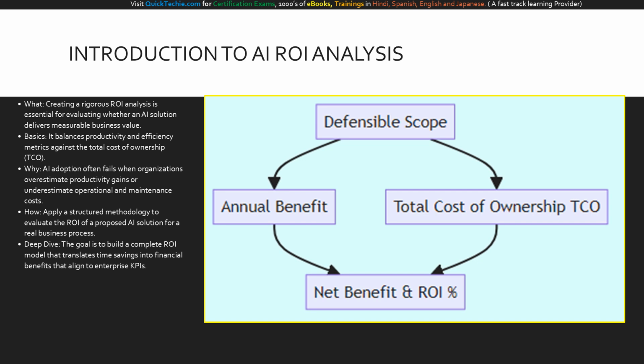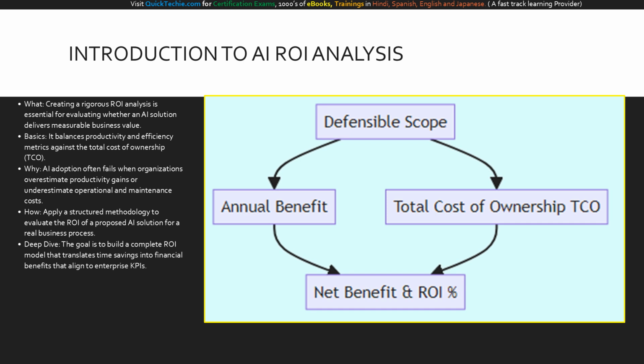How do we approach this? We apply a structured methodology to evaluate the ROI of a proposed AI solution tailored to a specific business process. In our deep dive, we will see that this ROI model must be packaged carefully. It must translate estimated time savings into actual financial benefits that align directly to enterprise KPIs, ensuring our final pitch is fully defensible. Let's look at the foundational flowchart on your screen.